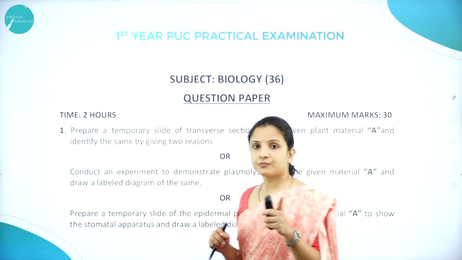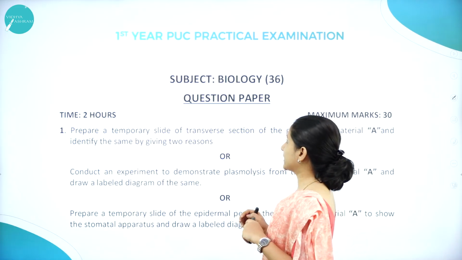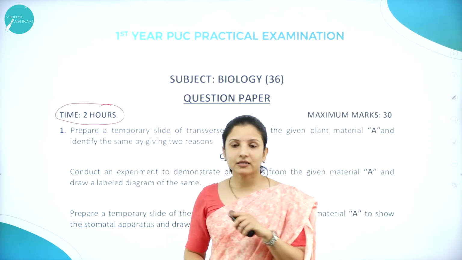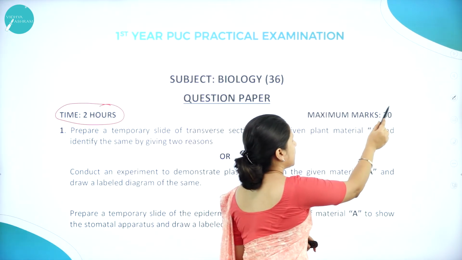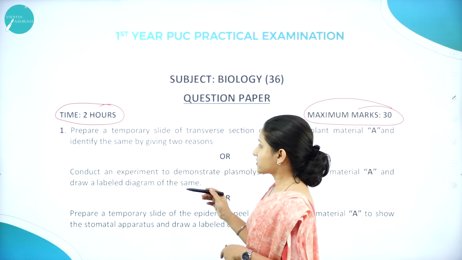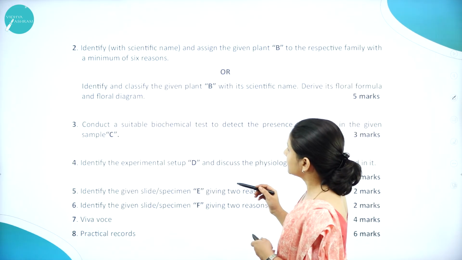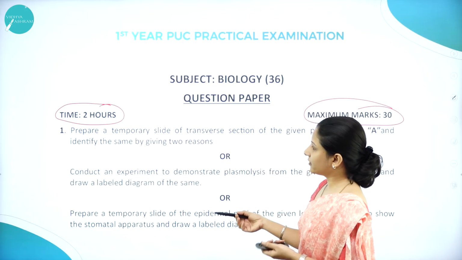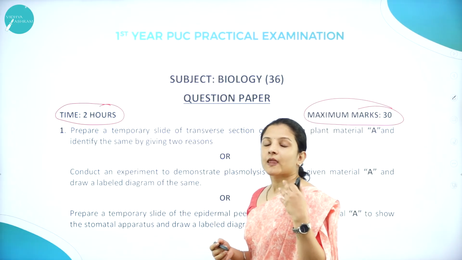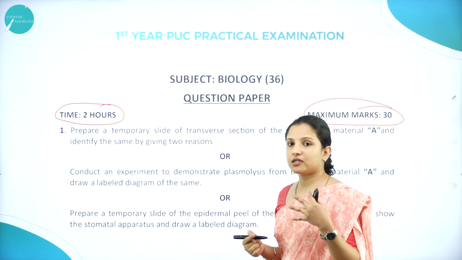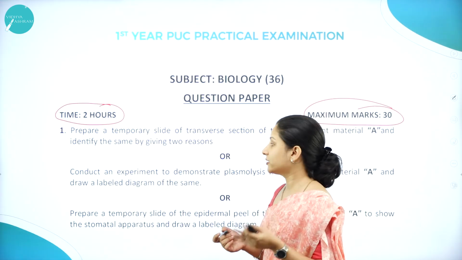Next, moving on to the model question paper for practical examination. As I told you, it is for 2 hours and the marks is 30 marks. So maximum marks is 30 marks, and then they'll ask questions like here they have asked. For question number 1, they have given 3 options, wherein first you'll be preparing a temporary slide by taking a transverse section of the plant material, and you will have to observe it under the microscope.